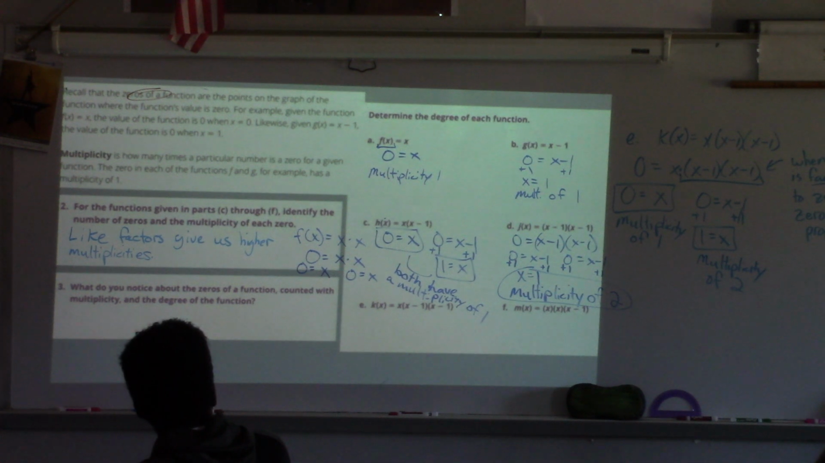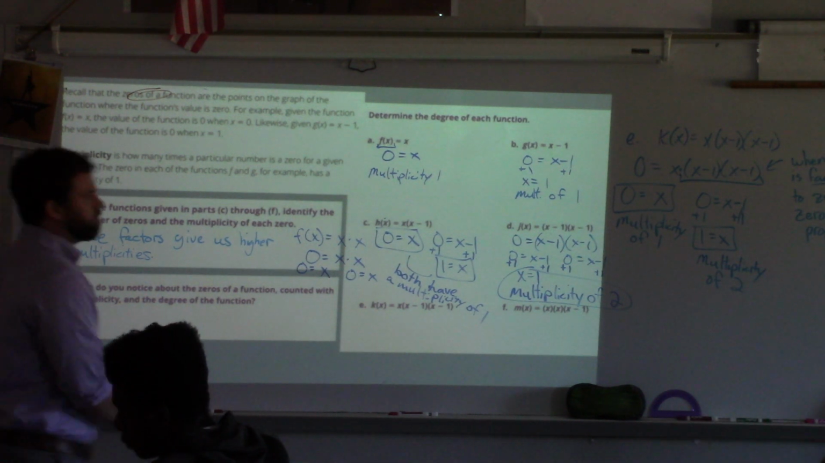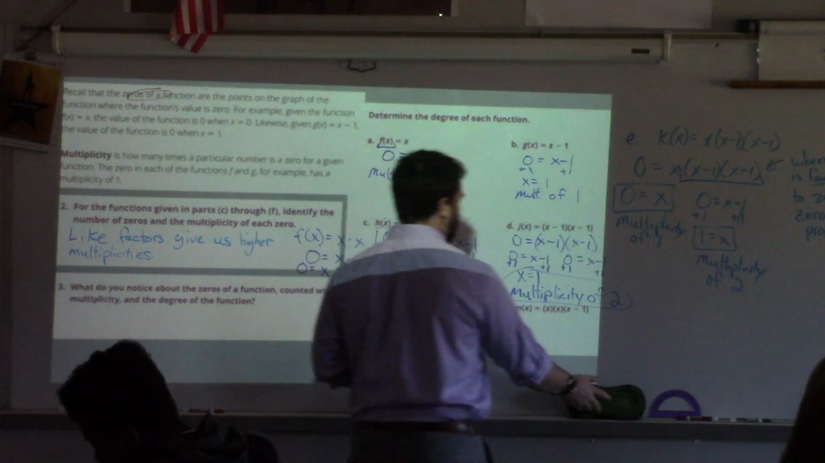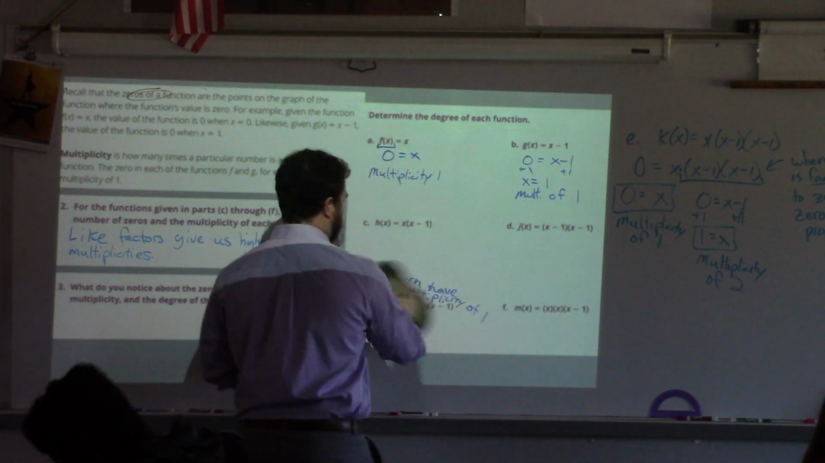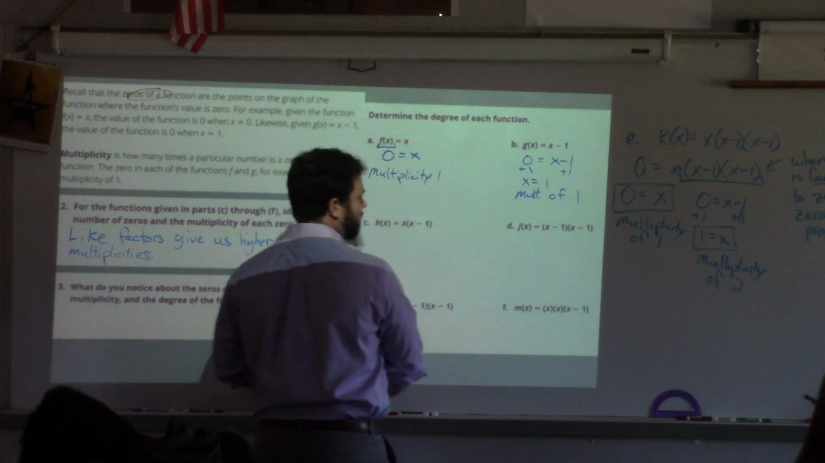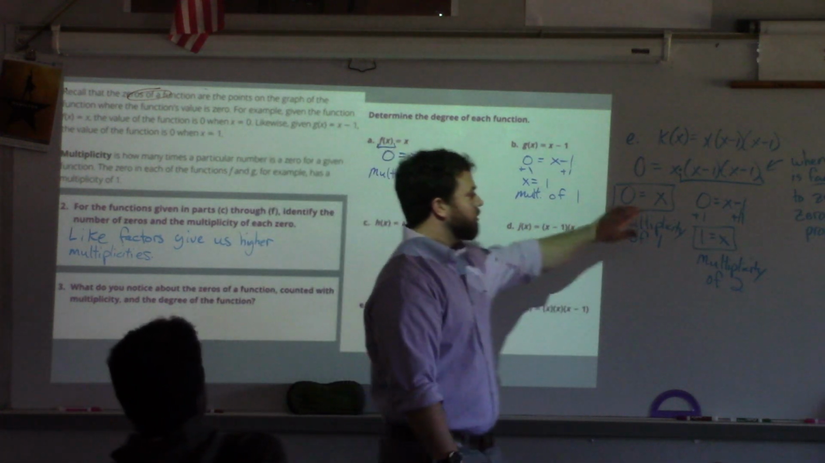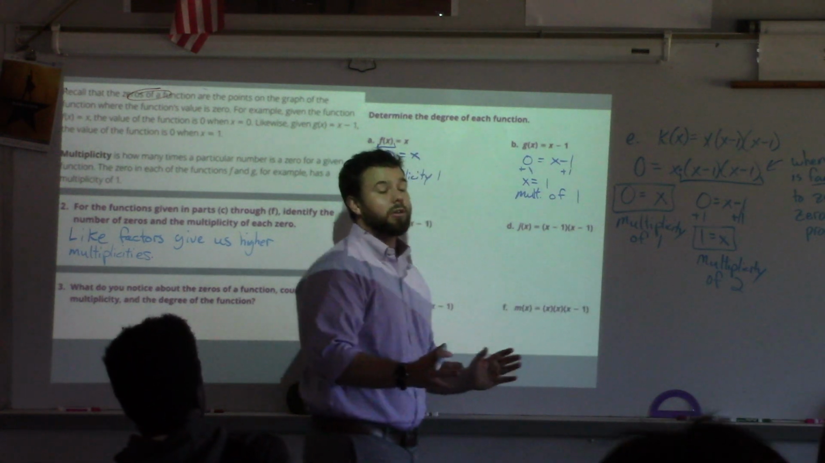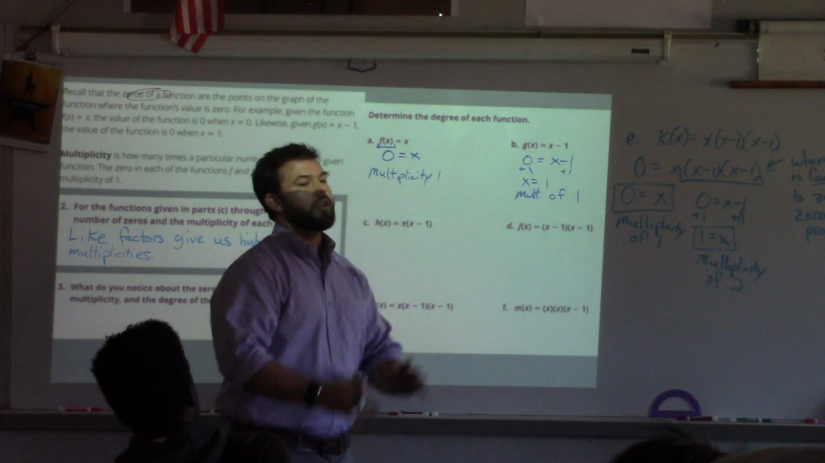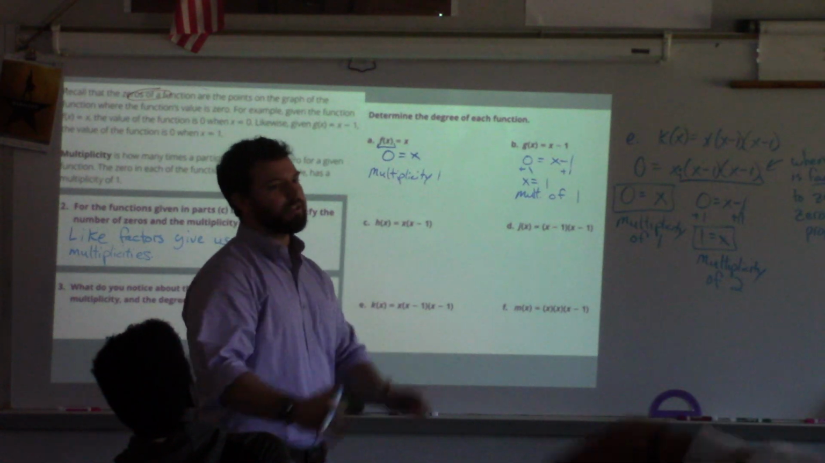So on a test, if we had a problem like this, would we have to write the 2 different multiplicities? Yes, because they're 2 different zeros, so you have to identify the multiplicity for each 0. If you had 4 different zeros, you would have to do the multiplicity for each 0.